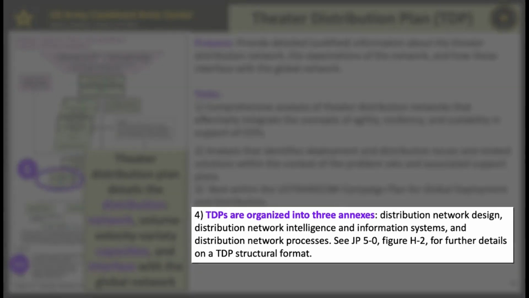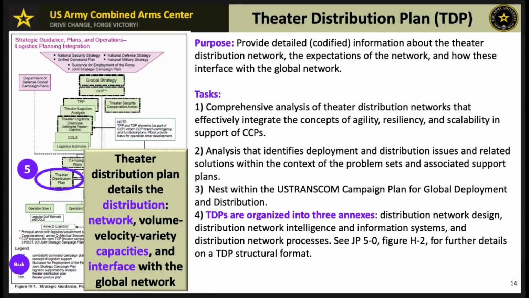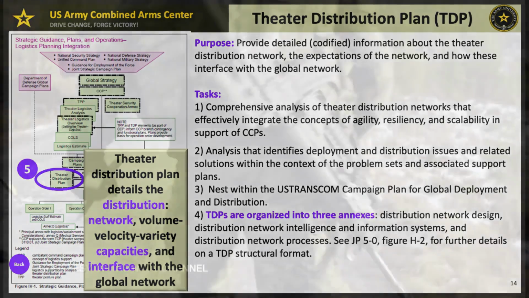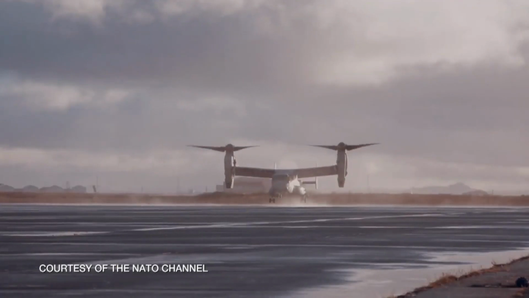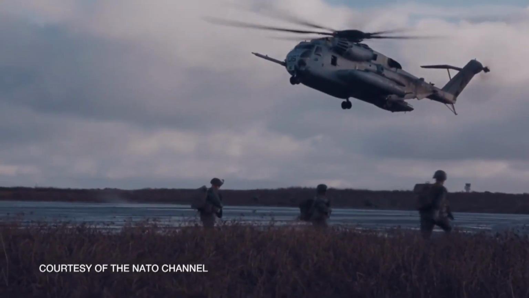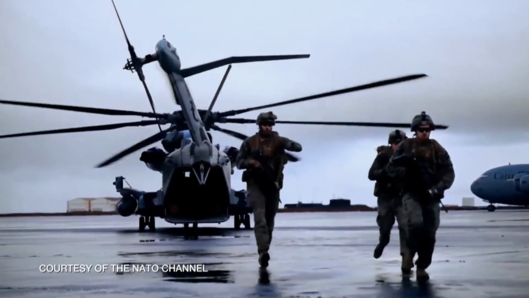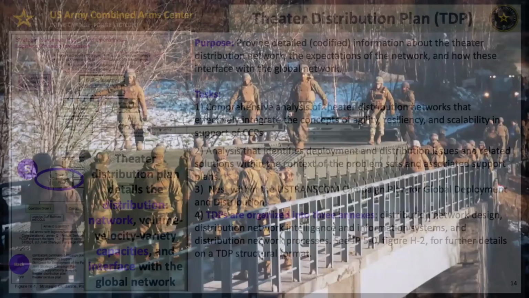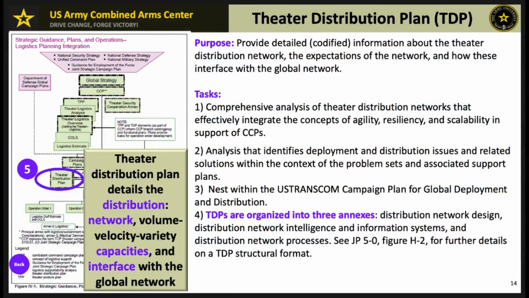TDPs are organized into three annexes: Distribution Network Design, Intelligence and Information Systems, and Network Processes. These annexes structure the analysis of distribution networks and help identify network limitations, ensuring effective and efficient support of operations.